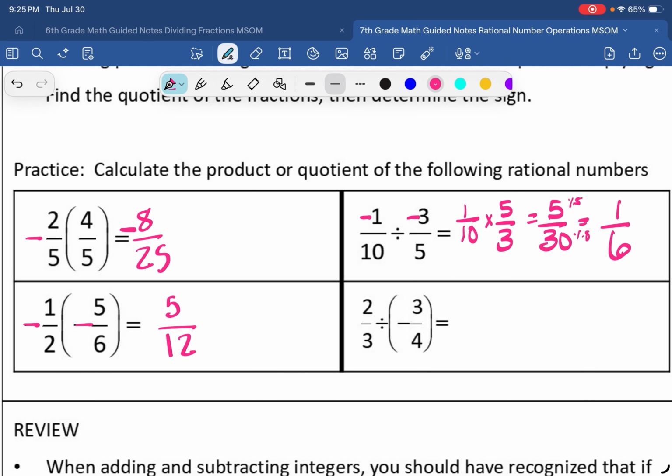Positive 1/6. 2/3 divided by negative 3/4, so let's divide it. So 2/3 multiplied by 4/3, ignoring my signs for a second, multiplying across, I get 8/9. Go back, look at my sign. I have 1 negative right there, so my answer will have 1 negative, negative 8/9.